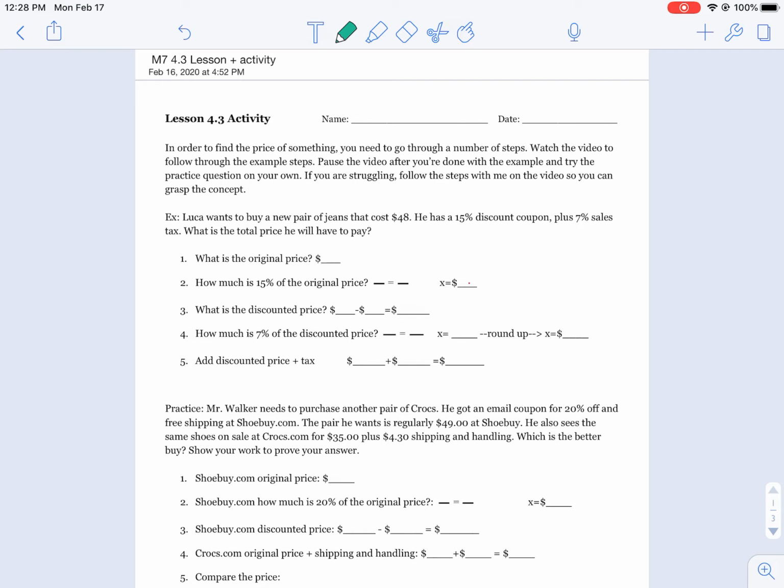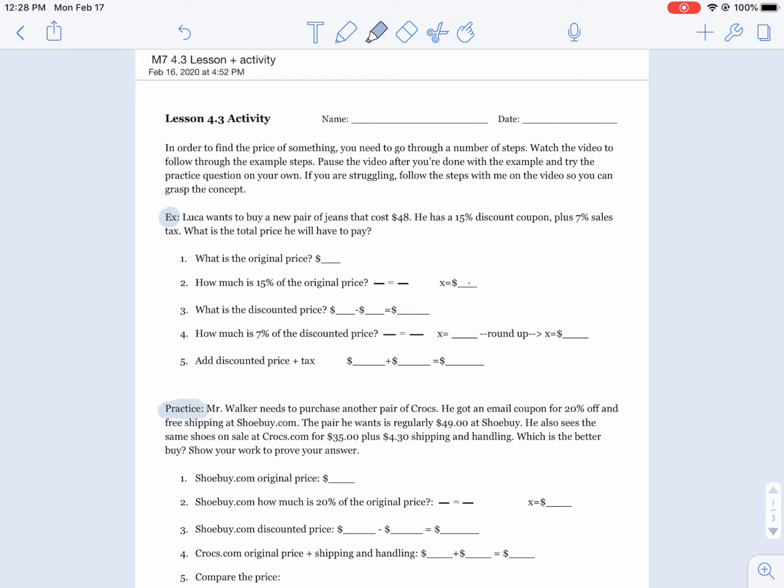Now 4.3 is pretty similar to what we've been doing, but this is more applicable in our real life. So let's go ahead and take a look at the questions. You should have the paper with you from the sub, and you're going to have one example question and one practice question.